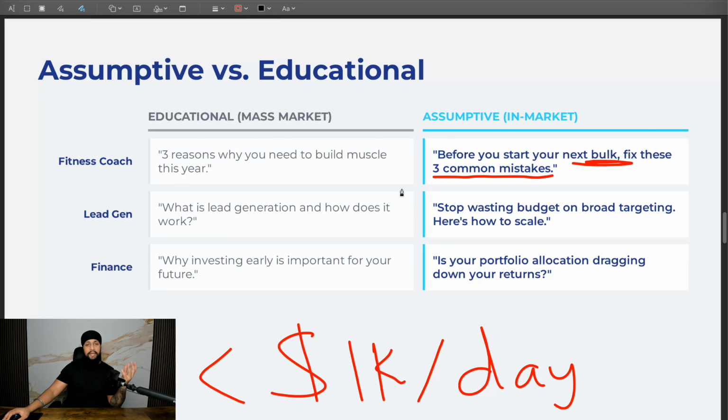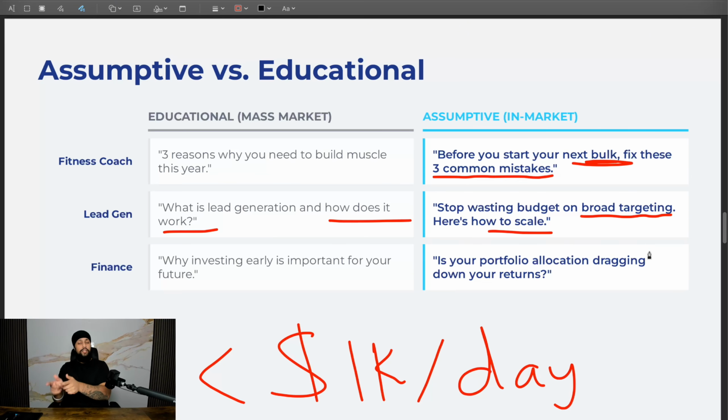Okay, in a lead generation context, let's say you're offering lead generation services, instead of saying what is lead generation and how does it work, okay, this is too educational, too broad. We want to say something more specialist, like how to stop wasting your budget on broad targeting and how to scale.